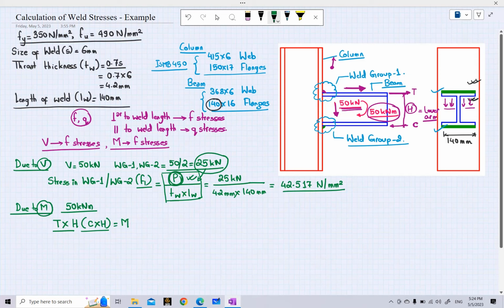Now since we are considering a tension compression couple, the value of this tension force or the compression force will be the same. So either multiplying the tension force or the compression force with the lever arm will give you the value of the moment. So what will be the value of the lever arm here? We know that the flange section of the beam is 140 by 16 mm.